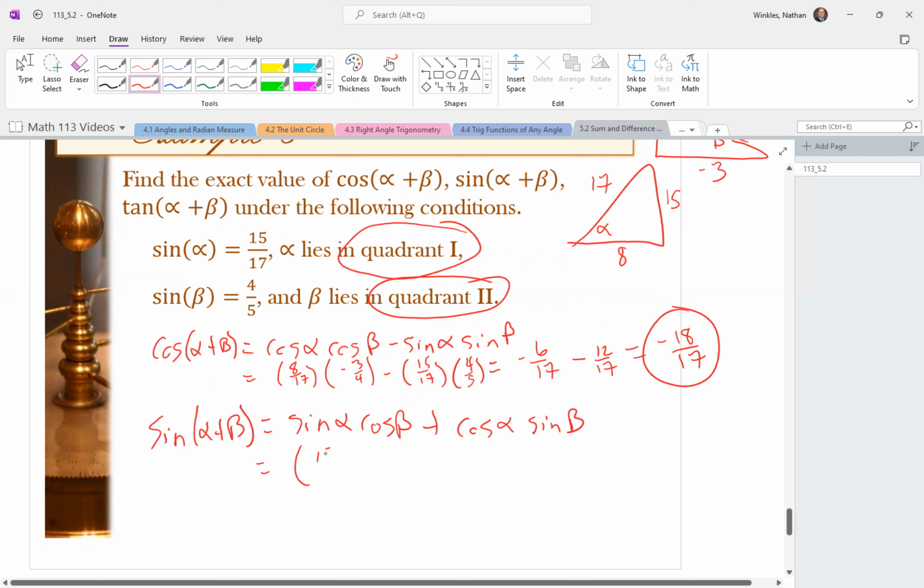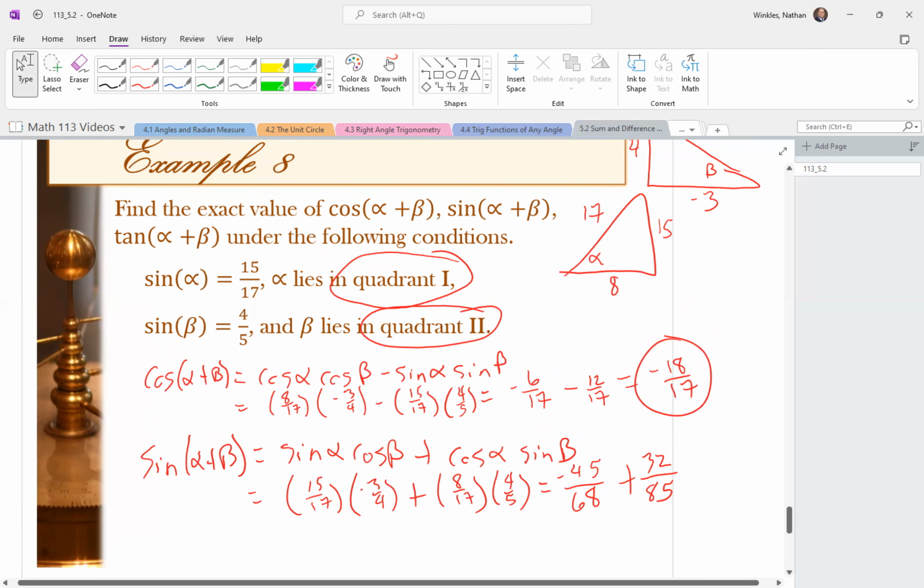So sine alpha is 15 over 17. Cosine beta is negative 3/4. Cosine alpha is 8 over 17. And sine of beta is 4 over 5. So we're left with negative 45 over 68 plus 32 over 85.